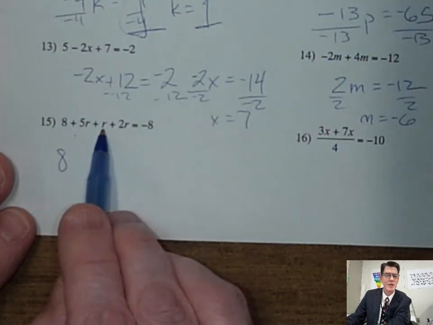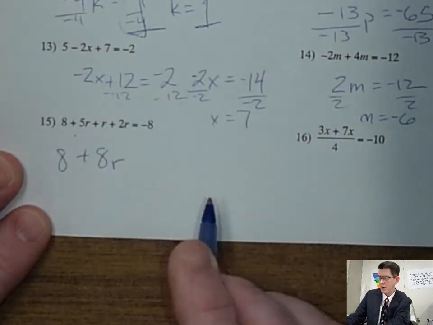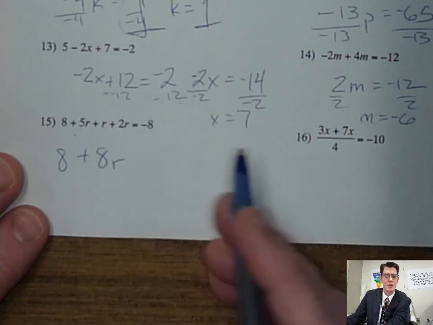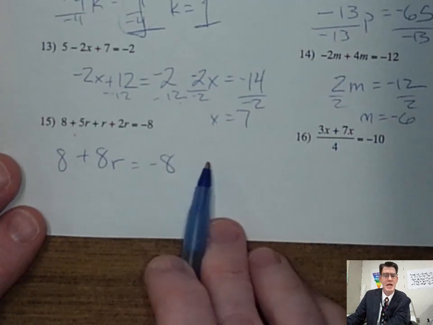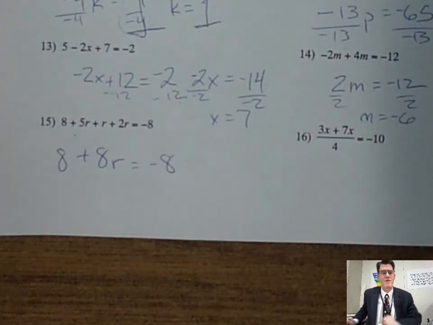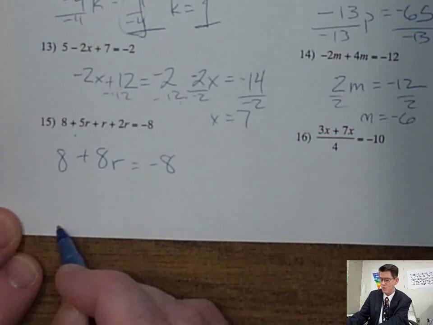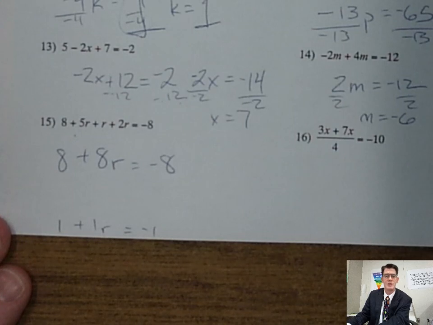5 r's plus however many r's that is, if you can remember, plus 2 r's gives you 8 r's. That's a 1 r right there. 5 plus 1 plus 2 is 8. So it's 8r plus 8 equals negative 8. If you're level 4, if you're understanding this and you're still watching, you could divide all those through by 8. You get 1 plus 1r is negative 1. And that makes it even easier to resolve.